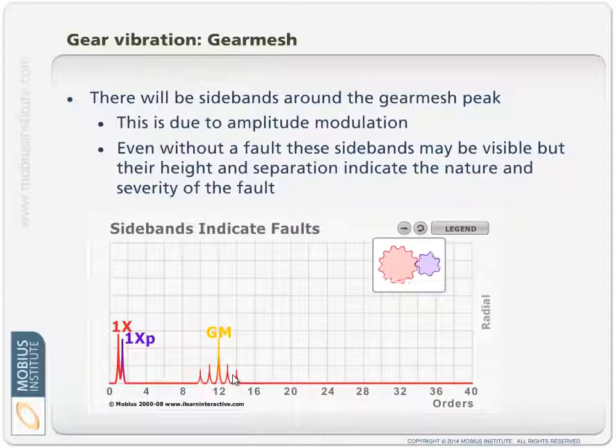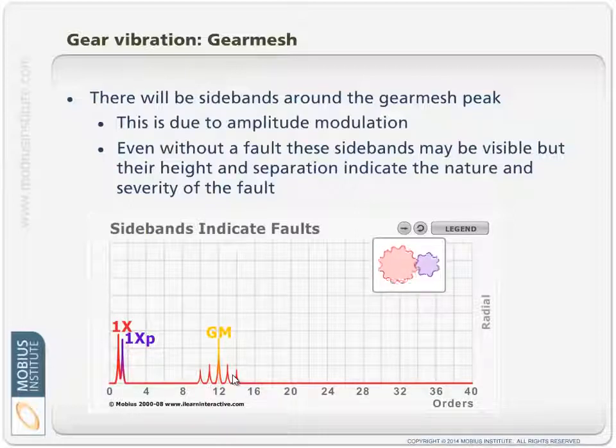Now again, I'm not going to dwell on these topics too much right now, but modulation simply means a variation, a cyclical variation in the vibration. Amplitude modulation means that that variation is in the amplitude of the vibration, and we saw that just a moment ago, and soon we'll see it in more detail.